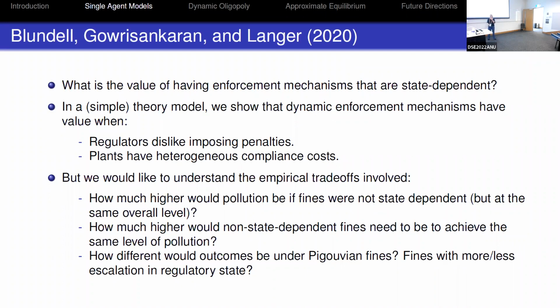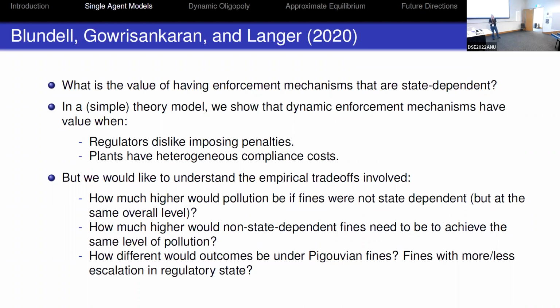Okay. So we want to understand the empirical trade-offs, and in particular, three big questions. How much higher would pollution be if fines were not state dependent? So if I couldn't bring down a big hammer when you're in high priority violator status, but the overall fine level was the same. So what if just everybody who was in violation got the same fine? It didn't matter what your history was. Alternatively, how much higher would fines need to be to achieve the same level of pollution in that world?